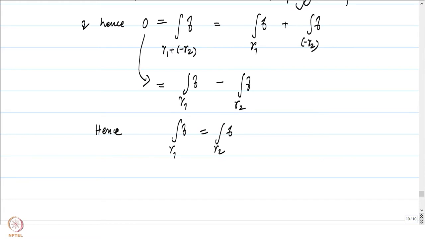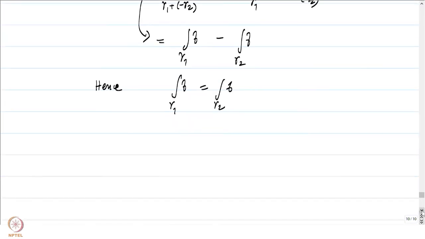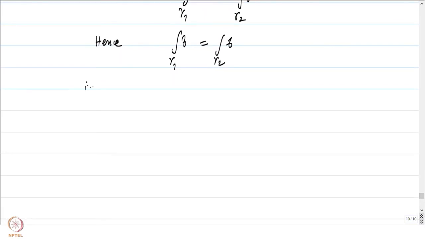So it doesn't matter what polygonal path we pick from z0 to z1. Irrespective of what polygonal path we pick, the integral is going to be the same, and hence the function capital F of z1 is well defined.